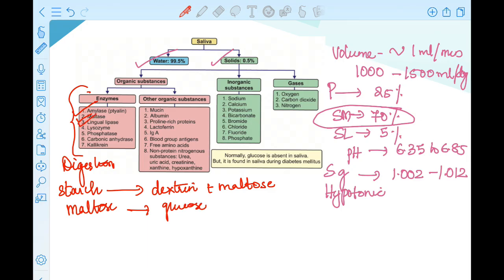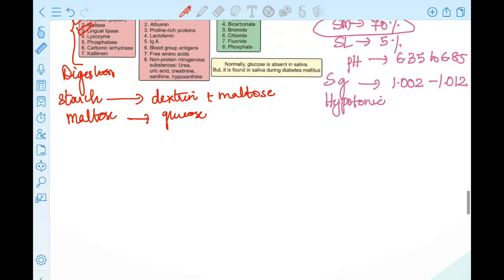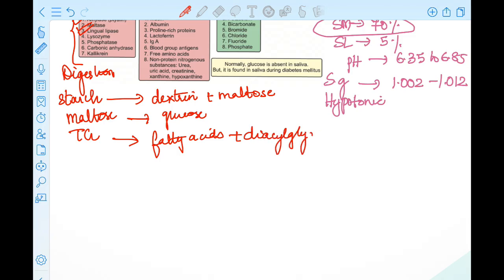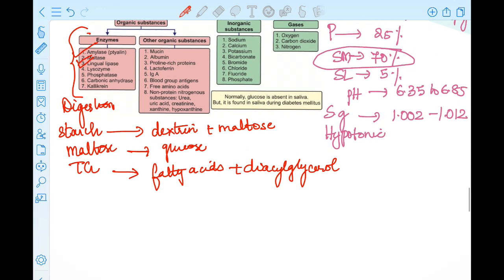Then let's take another example, that is lingual lipase. So lingual lipase hydrolyzes the milk fat triglycerides. The triglycerides are converted into fatty acids and diacylglycerol, which are the broken down products of the triglycerides. So, like that, the first three are helping in digestion.